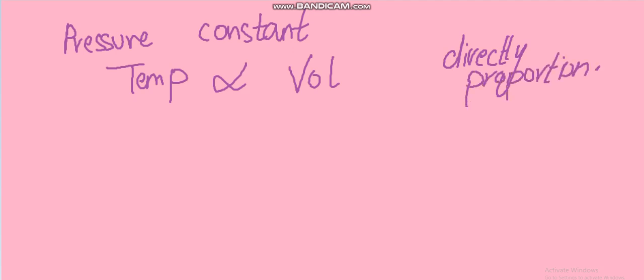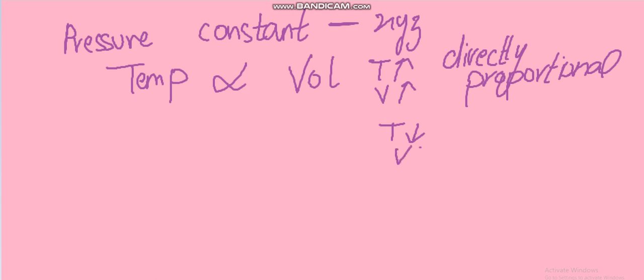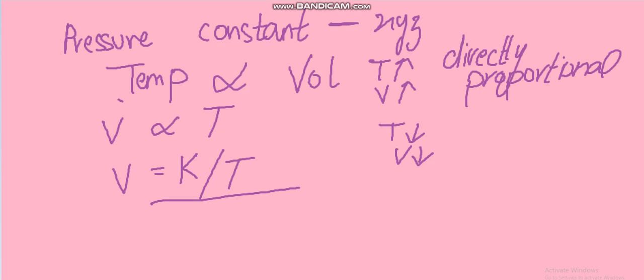Basically the idea is that if the pressure is constant of let's say xyz gas, when its temperature increases, its volume will also increase, and when its temperature decreases, the volume it is occupying is also going to decrease. So basically this can also be written as V is directly proportional to T, V being volume of the gas, T being the temperature, and also as V equals k over T. Now, the main formula that is usually used for describing Charles' law is V1/T1 = V2/T2.